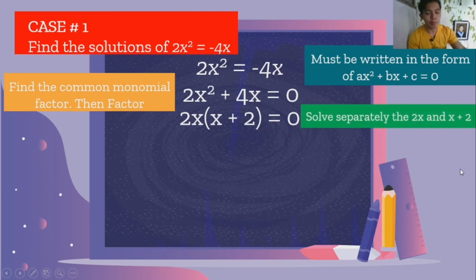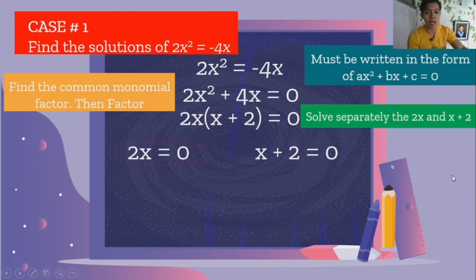Next step. Solve separately the 2x and x plus 2. Ito daw yung paghihiwalayin natin, yung 2x at yung x plus 2. So, isi-solve mo siya separately. Gagamitin mo pa rin yung equals 0. So, magiging 2x equals 0, and then, sa kabila naman, x plus 2 equals 0. Paghihiwalayin mo lang yung dalawang factors natin.